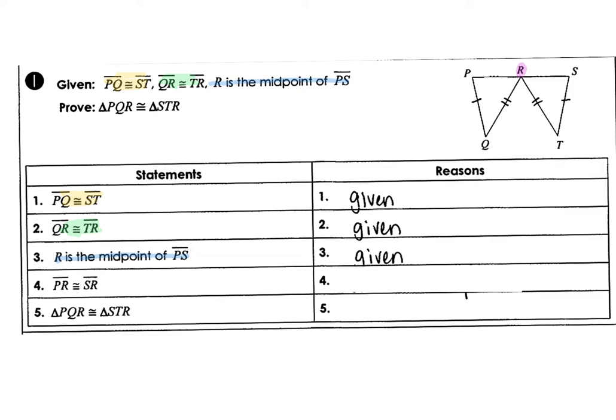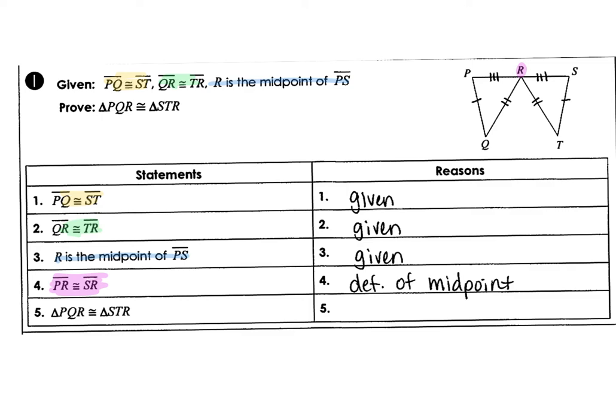Well, it tells me that I have congruent pieces. It tells me that I have PR congruent to RS, or SR. I know that by what? The very definition of part of my given. So definition of midpoint tells me that. And so now that I have that, I'm also going to mark that on my figure here.